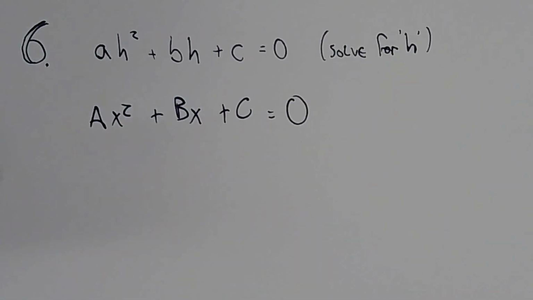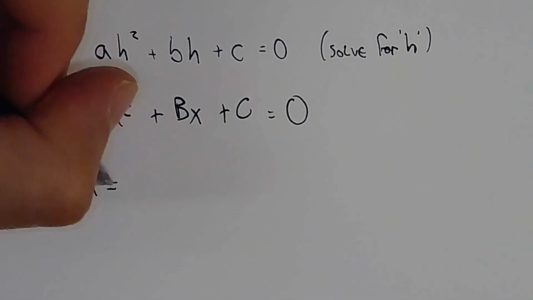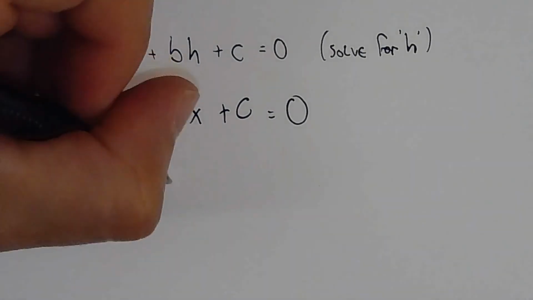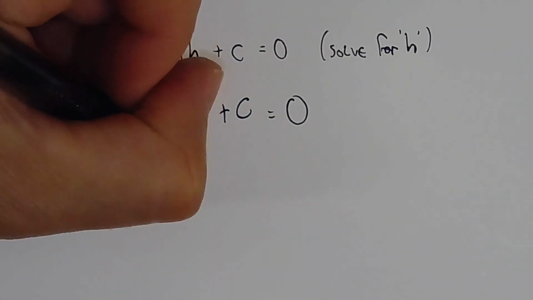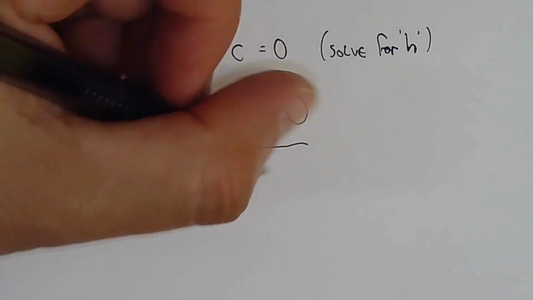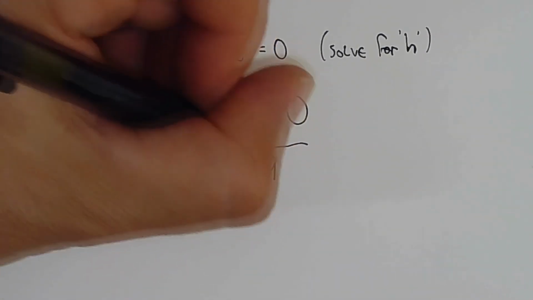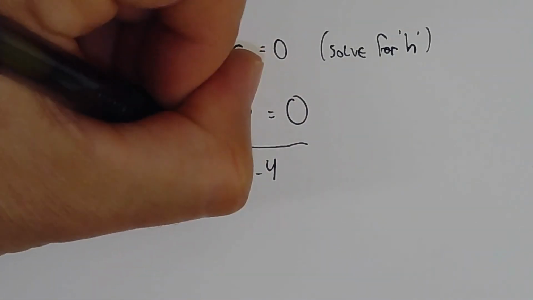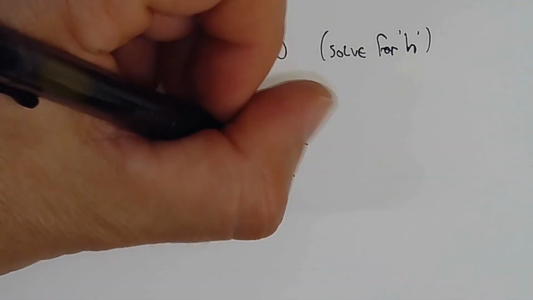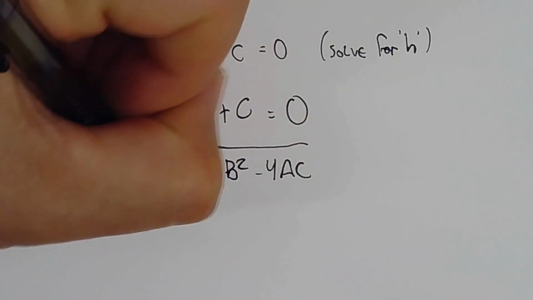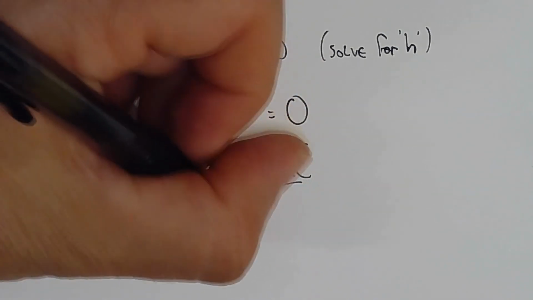And in that format, if you remember, x equals minus b plus or minus the square root of b squared minus 4ac, all over 2a.